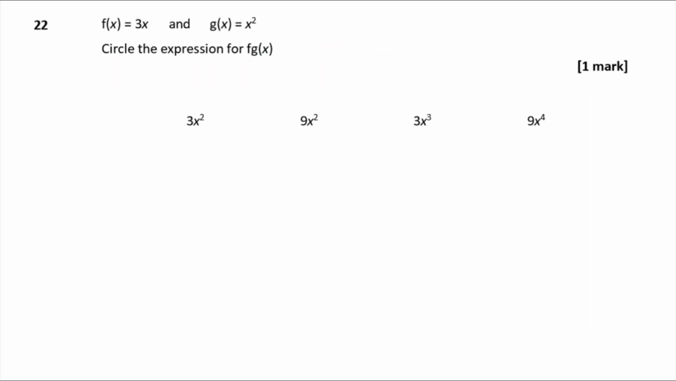22, f of x equals 3x and g of x equals x squared. Circle the expression for fg of x. Okay, now with function notation, you always start in the middle. So I'm starting with g of x, and then I'm taking g of x and subbing it into f of x. In other words, I'm going to take x squared from here, and I'm going to write it where I see the x here in f of x. So my fg of x is going to be 3, but rather than writing x, I'm going to write the expression for g of x, which is x squared, and that's just going to give me 3x squared, isn't it? So it's that one there.